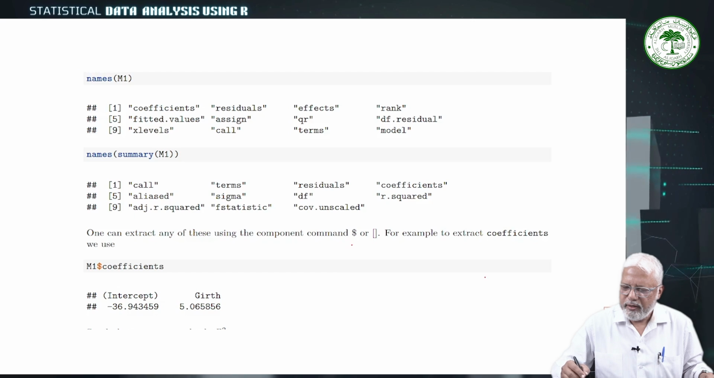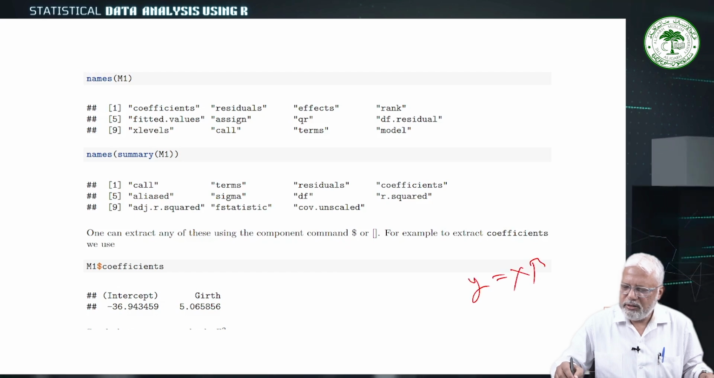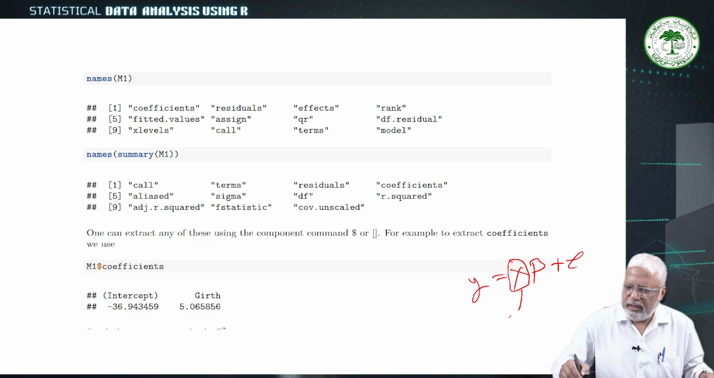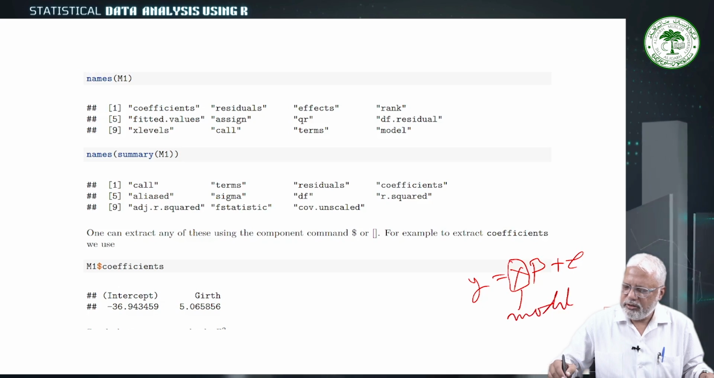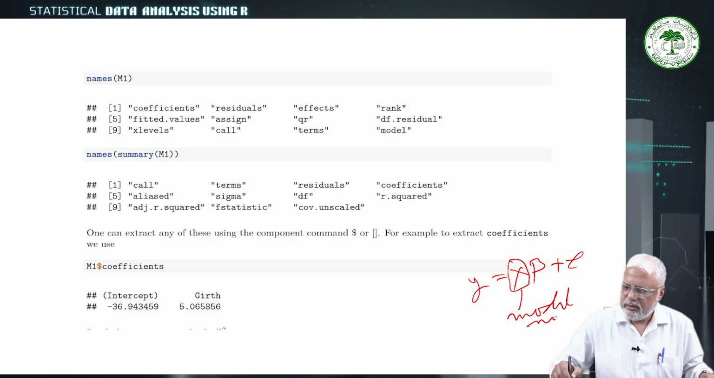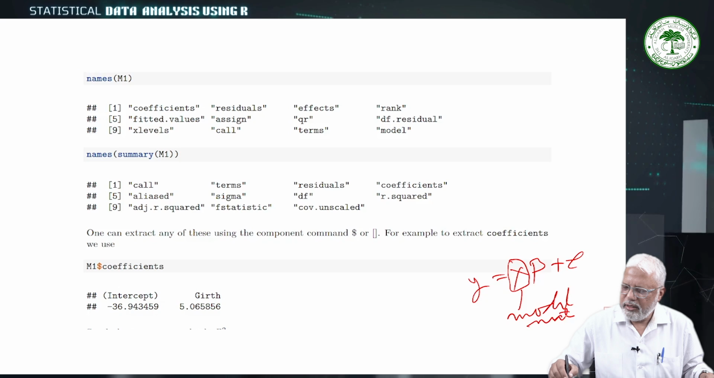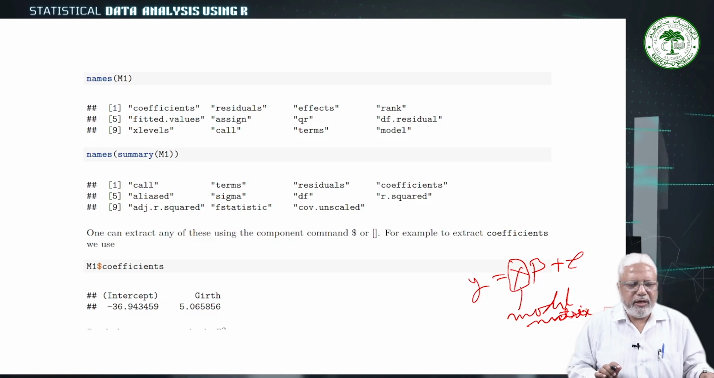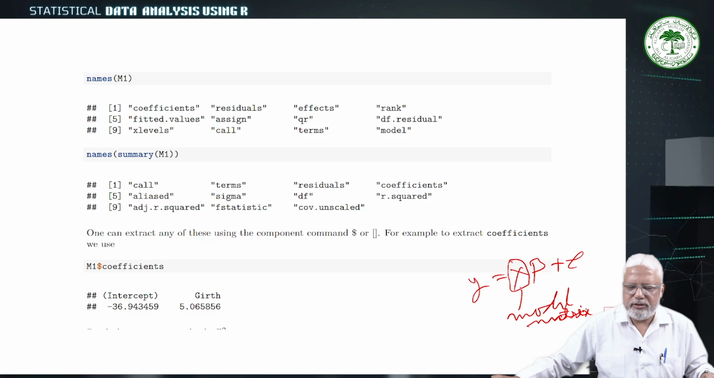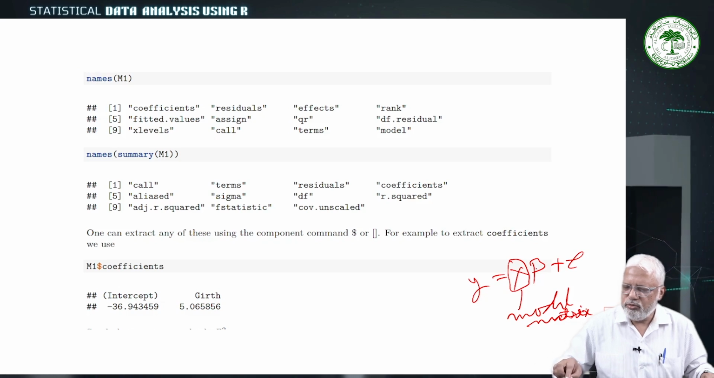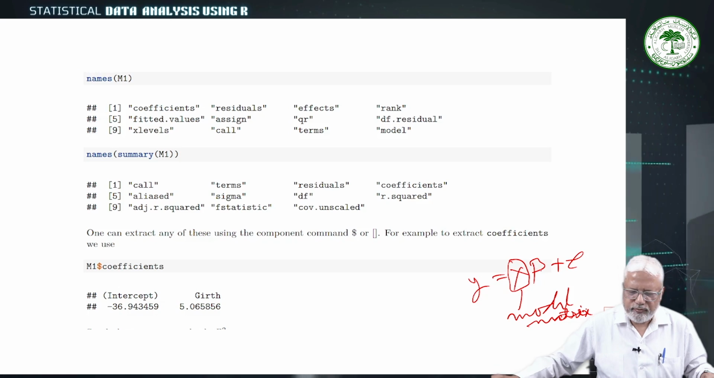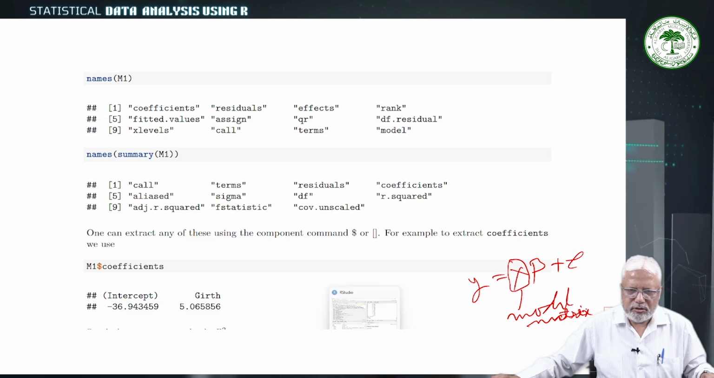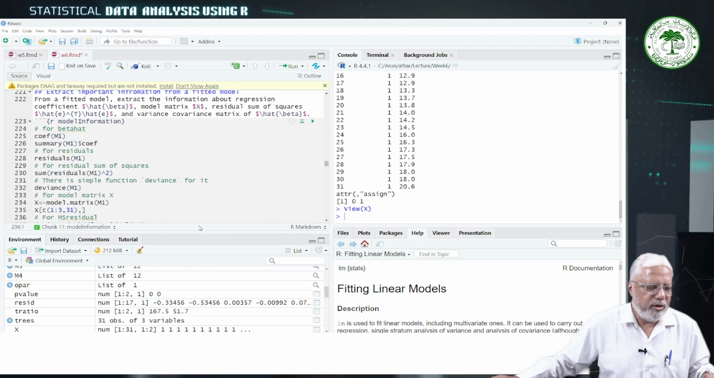See, y is equal to x beta plus e. This is the general linear model, and this matrix is known as the model matrix. We can extract this matrix by using the function model dot matrix. We can extract these coefficients by using the coef function. So, we will go to the R commands. Yes, model matrix.